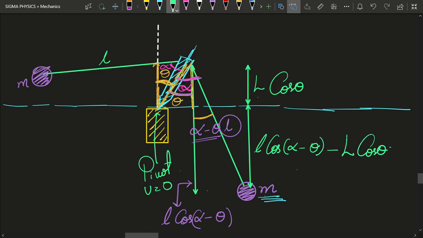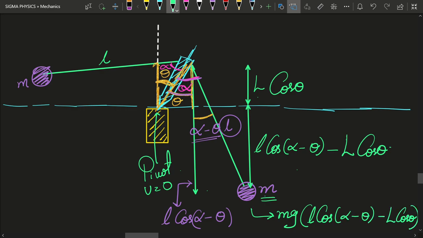And if we know that length of the mass M, or that distance of this mass M from the pivot, the vertical distance from the pivot, then we know that its potential energy is going to be mg into [L cos(alpha minus theta) minus L cos theta]. Okay, so that was the potential energy of that body.